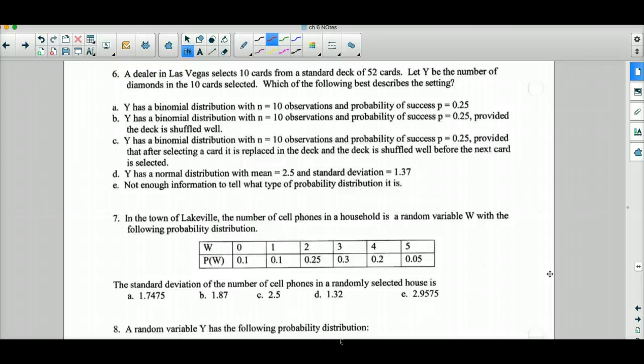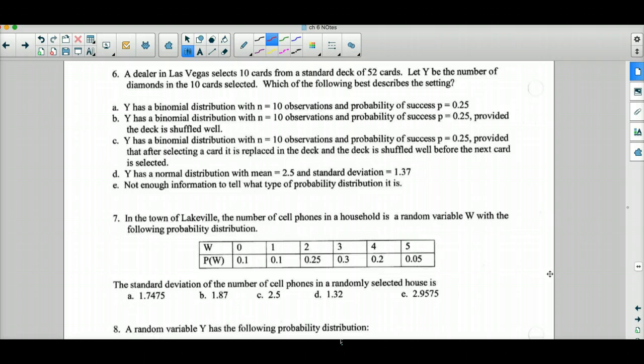It depends, right? Does he put the card back? It's a binomial if he's replacing the card each time. If he replaces, shuffles, pulls out a card, replaces, shuffles, pulls out a card, that's binomial because the probability of getting a diamond is not changing. So the answer is C.